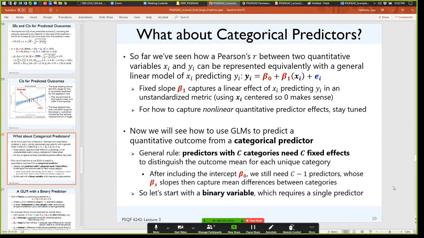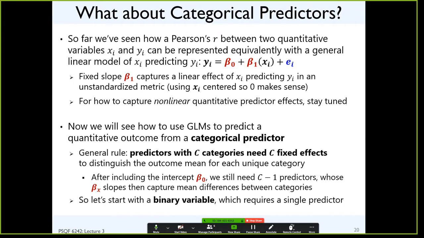So anywho, slide 20, categorical predictors. Up to this point, we fit general linear models. Those are models designed to predict quantitative outcomes. And we've examined one type of model that has one quantitative predictor. So we looked at, for instance, family income predicted by years of education, where the quantitative predictor, we first had to center it so that 0 makes sense.